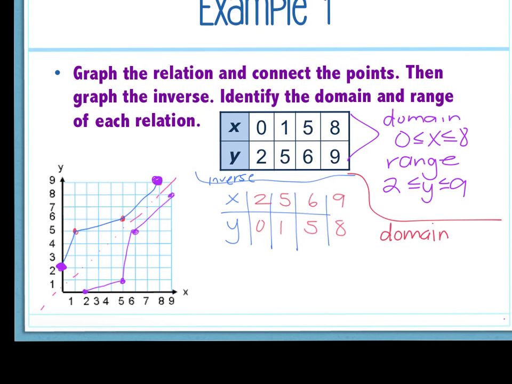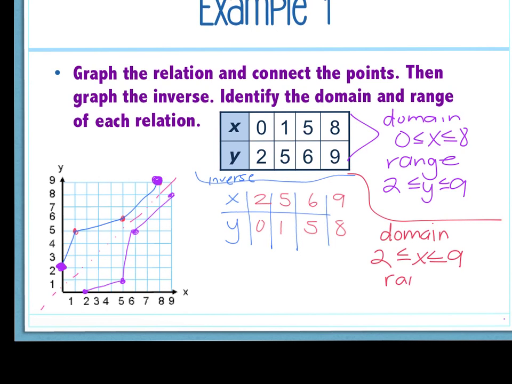Now do your inverse. So what's the furthest to the left x on my inverse? On the x, 2, right? The smallest x is 2. The biggest x is 9.